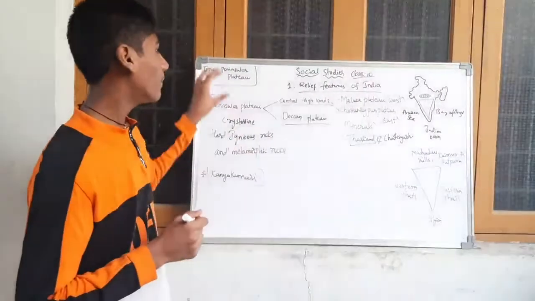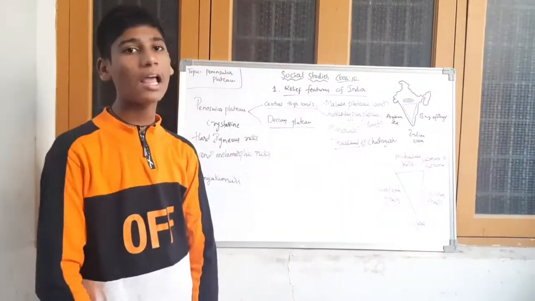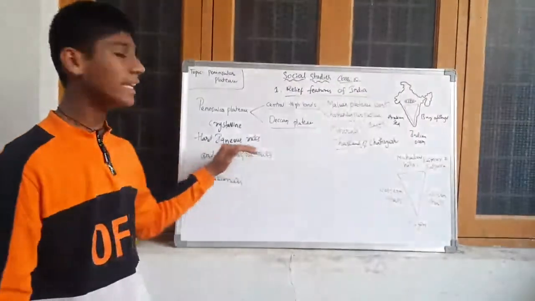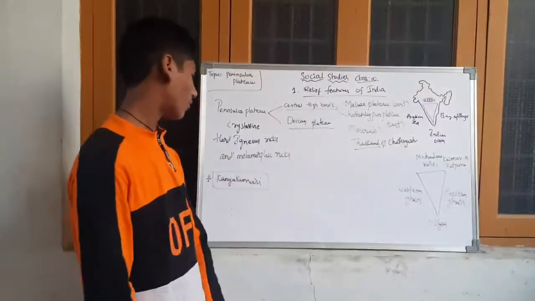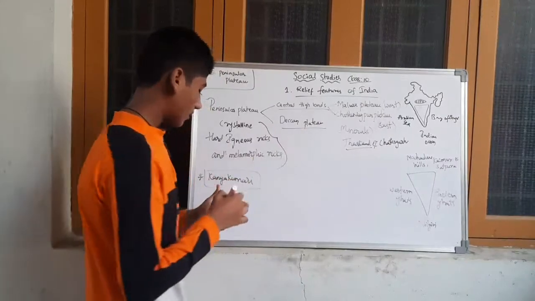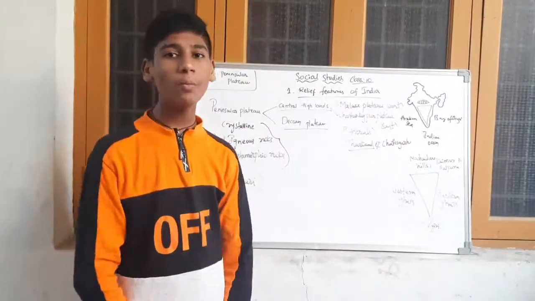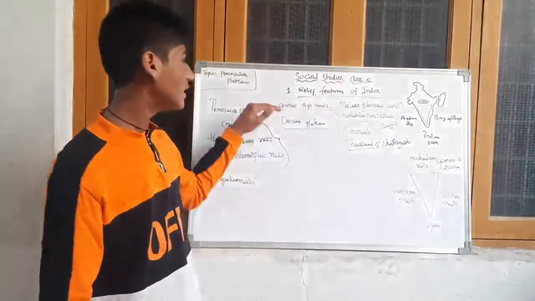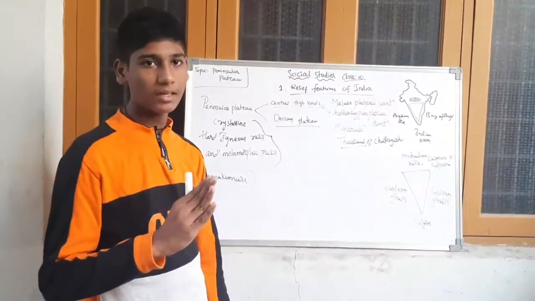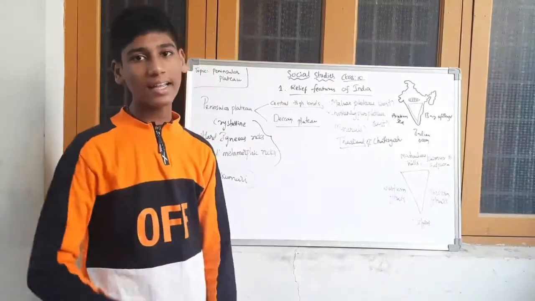The Peninsular Plateau is famous for black soil, and it is composed of crystalline rocks, hard igneous rocks and metamorphic rocks. This Peninsular Plateau is covered with all these rocks. And it is divided into 2 parts or 2 plateaus: one is the Central Highlands and one is the Deccan Plateau.